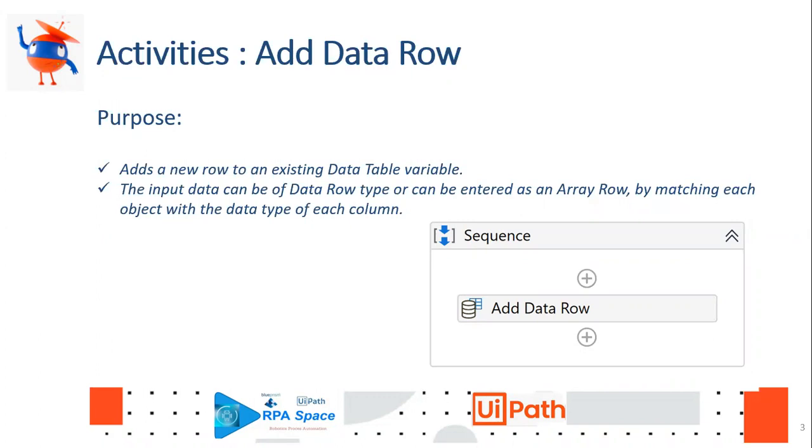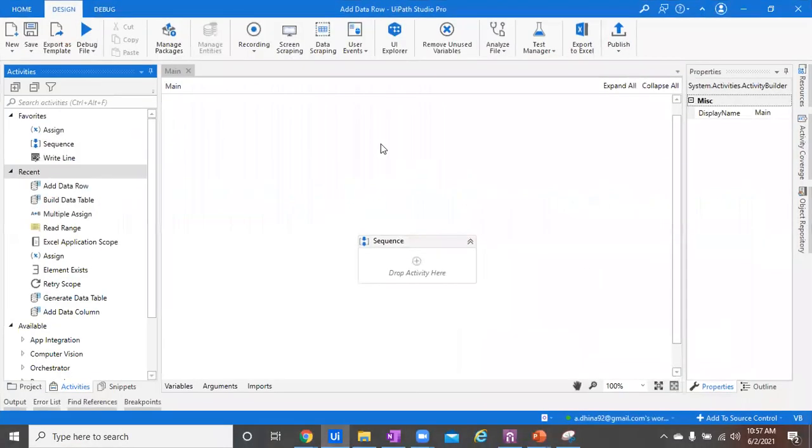And the input can be a data row or it can be entered as an array of rows. But it should match the object, which is nothing but the data type of each column. So it could be a theoretical definition of add data row, but we will get more understanding when we practice it in UiPath Studio. So now let's jump back to UiPath Studio. Similar to add data column, I'm just going to demonstrate add data row, and that will be helpful for you to understand it, right?